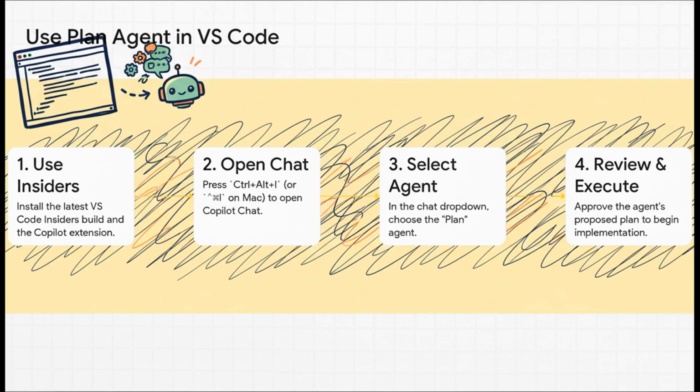Then you open up Copilot Chat. And here's the important part. In the chat dropdown, you need to switch from the default agent to the plan agent. Then you give it your task. Now, unlike in Visual Studio, it won't just start working. It will propose a plan first, and you have to review it and explicitly approve it before it touches any of your code. Pretty cool, right? You get that final say.